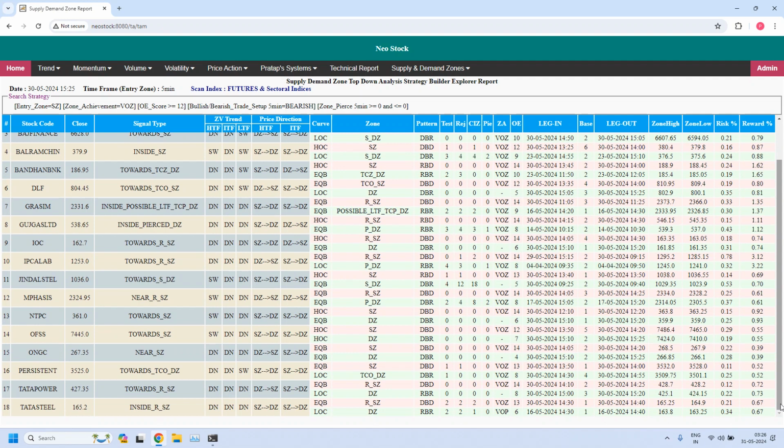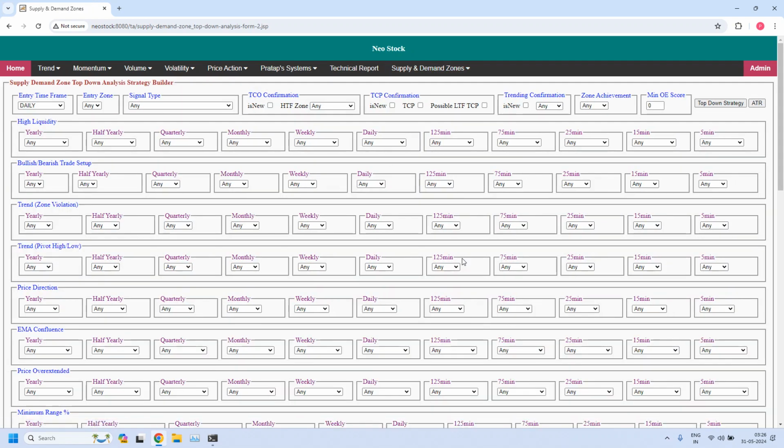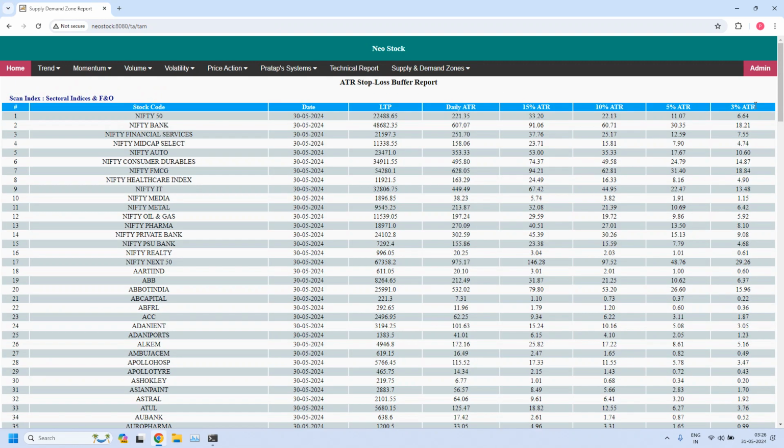Okay, in the final report, let us generate stop buffers based on daily ATR. So this is the daily ATR for all the indices and equity stocks listed in F&O category. And this column indicates the daily ATR. 15% ATR use it for MIT trades, 10% ATR should be used for WIT trades, 5% ATR should be used for DIT trades, 3% ATR can be used for HIT trades.